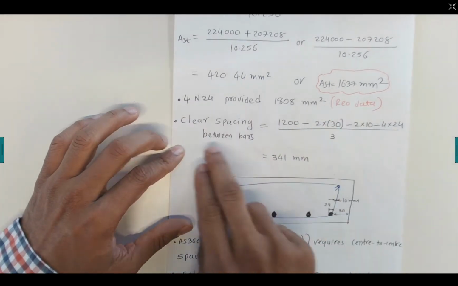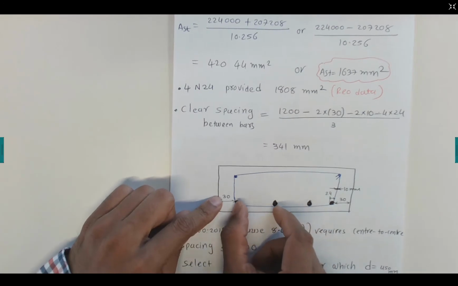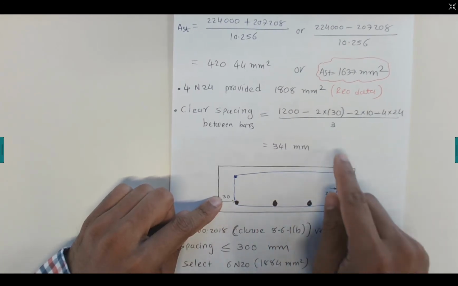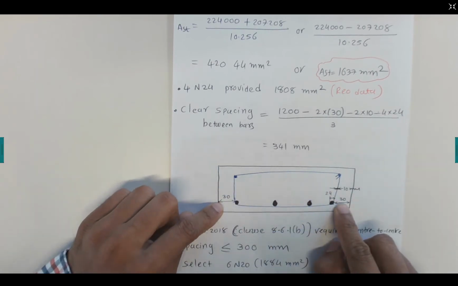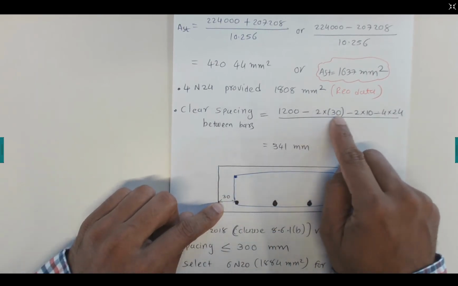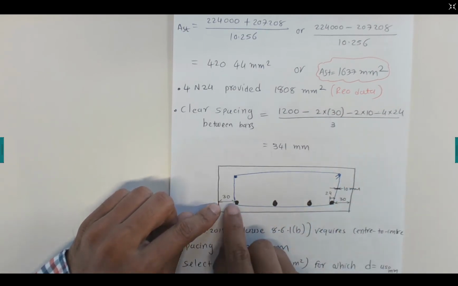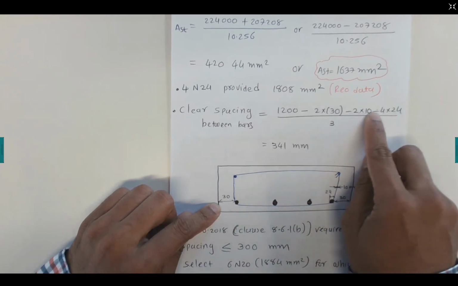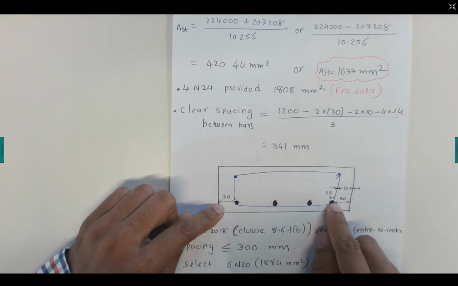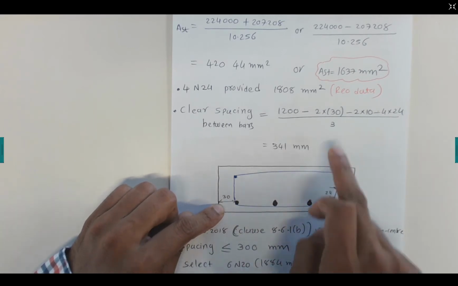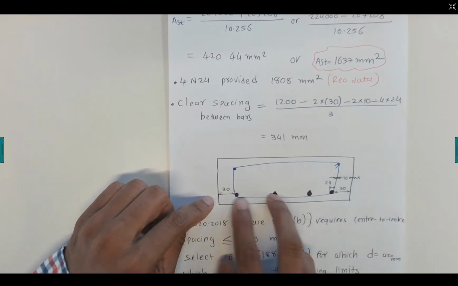Now this one has a clear spacing between the bars. If I would like to calculate the distance from one bar to the second bar, it is 1200, the total width, minus the cover given in the question, 2 times 30. We have two side covers. Take away the stirrup diameter, which is 10 millimeters, and take away 4 times 24. We have 3 gaps, 1, 2 and 3, so divide by 3, and it gives us this spacing of 341. So this distance is 341 millimeters.